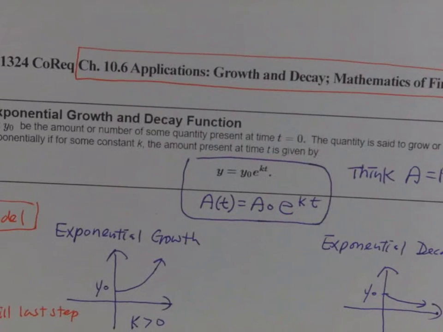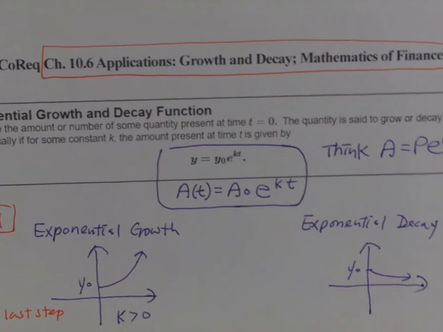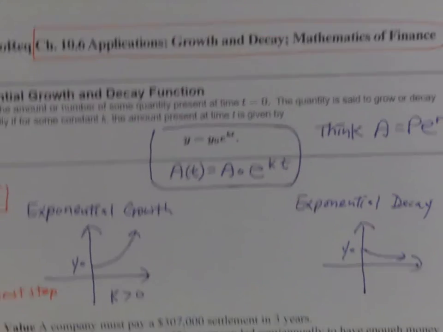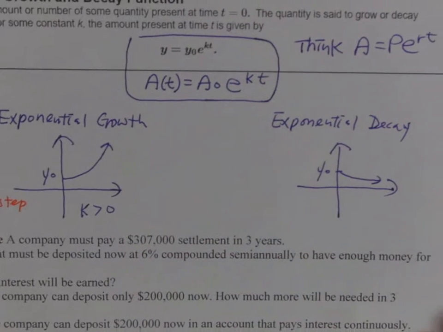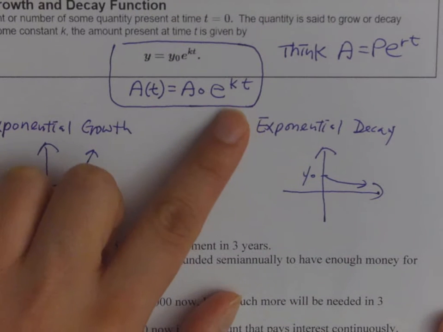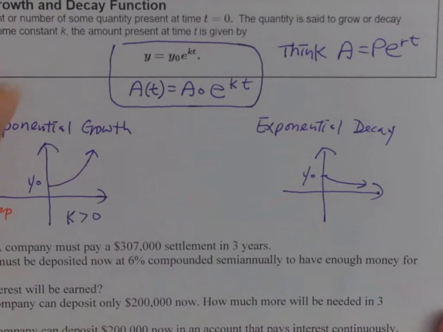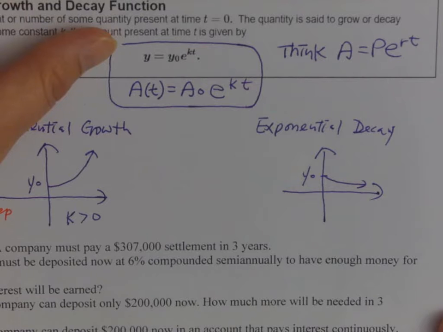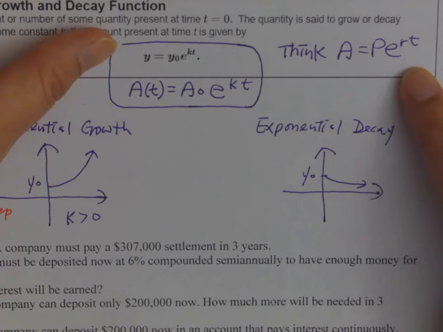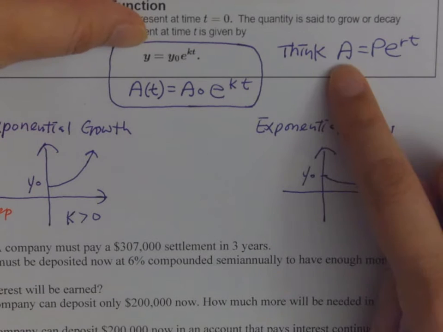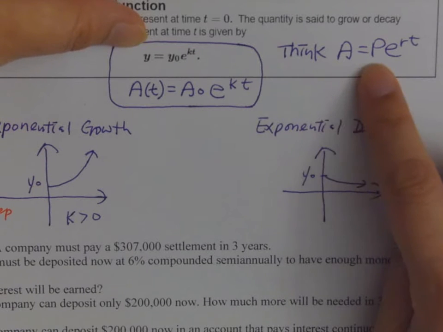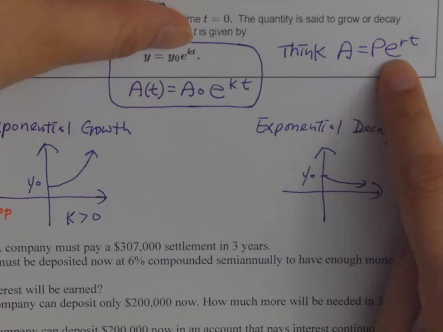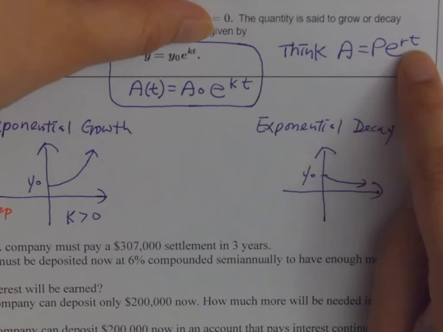Okay, this is the last section, 10.6, for application for growth and decay model. If we look at here, we have a function to represent the growth and decay. Hopefully this reminds you of something that you have seen before. It's very similar to the continuous compounding interest. They say amount over time will equal the original amount times e raised to a rate times the time.